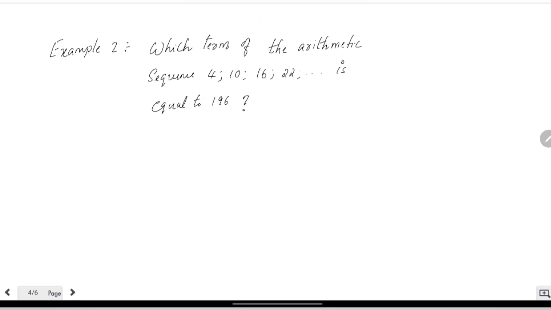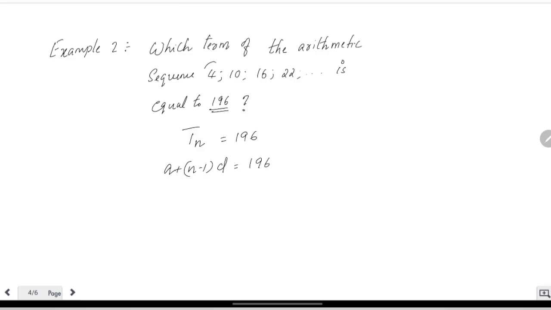Okay, example number 2. Which term of the arithmetic sequence 4, 10, 16, 22 is equal to 196? Which term? So how do we start? We already know that this 196 is Tn. We don't know which term. So let the general term Tn be 196. Then we have to find the value of n. What is Tn by formula? A plus n minus 1 D is equal to 196.